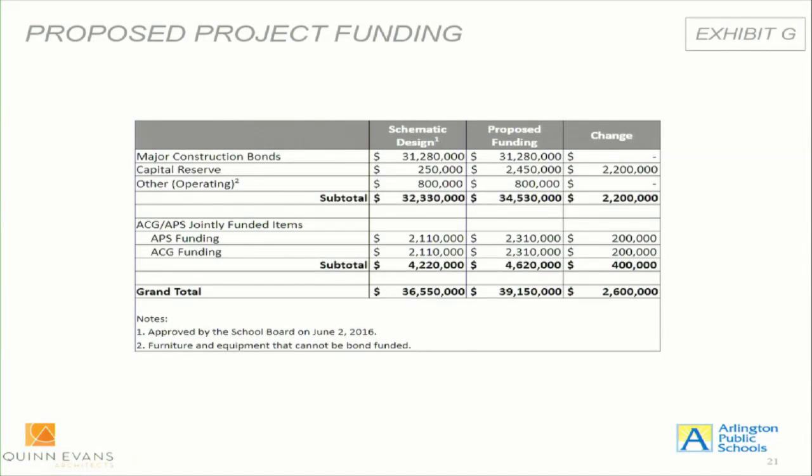Can you confirm that on slide 21, the grand total that you're asking for us to approve from capital reserves is $2.6 million? Actually, the total that we're asking for capital reserves is the additional $2.2 million on the upper part of the slide. Okay. But the APS funding for the jointly funded items also comes from the capital reserve. That was the plan all along.